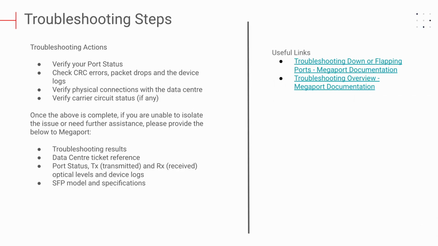Once you have performed your portal checks, it is time to check for any errors, packet drops, or problems with the physical connections on your side. Please follow these steps. If you are unable to isolate the root cause, ensure you provide Megaport with all your troubleshooting steps and the additional information listed here. A link has been provided to the troubleshooting guide for future reference.